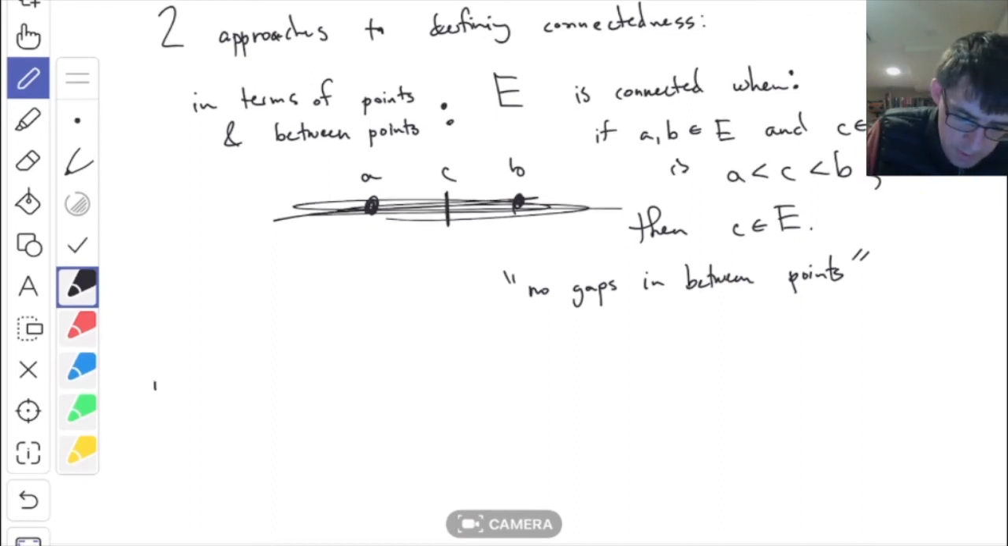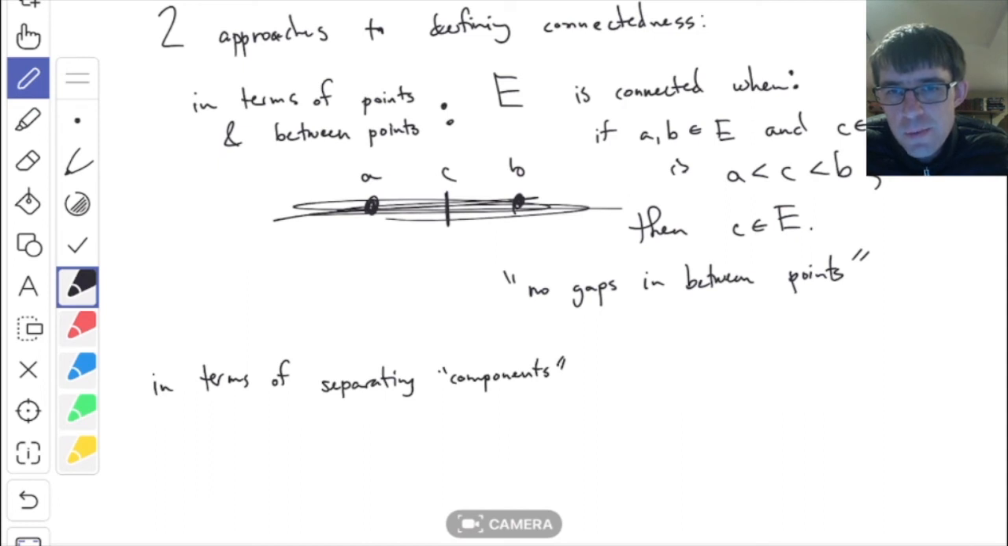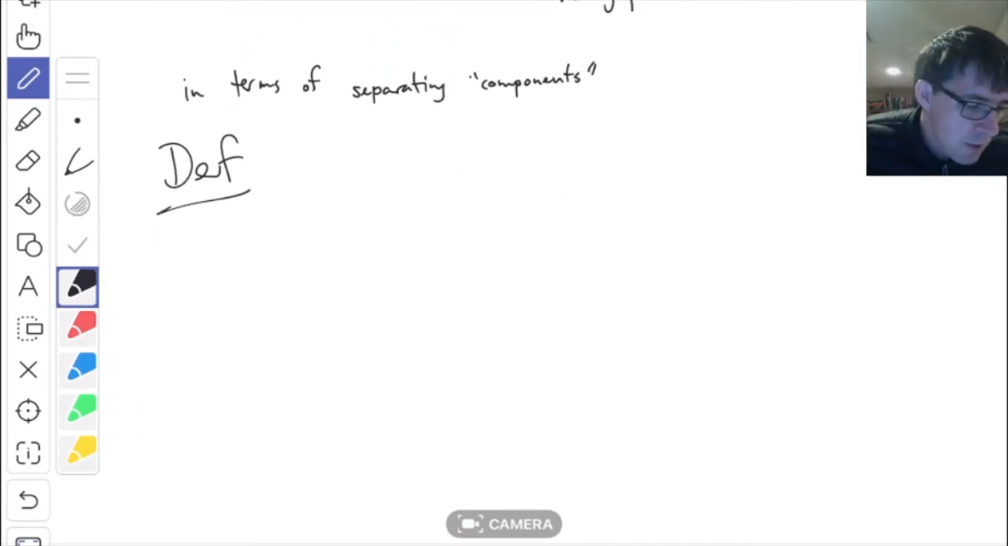So this one is, I'll say, in terms of separating components of the set, a fancier sounding word than chunks. I'm going to try to say something like you cannot break the set up into two separate bits or chunks, right? This, what I'm about to write, is what the book calls the true definition of connectedness. So I'm going to write this as a real definition here. In fact, it turns out to be easier from this point of view to say what it means to be disconnected. So here's the definition of disconnected.